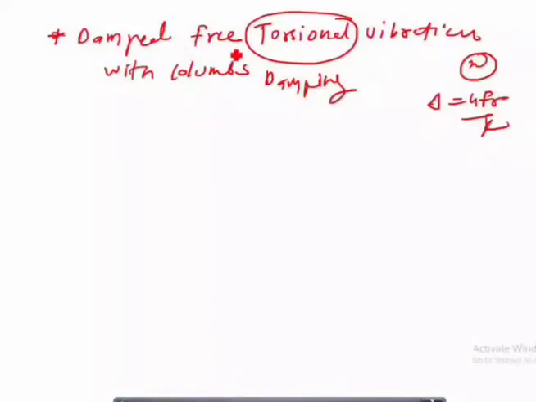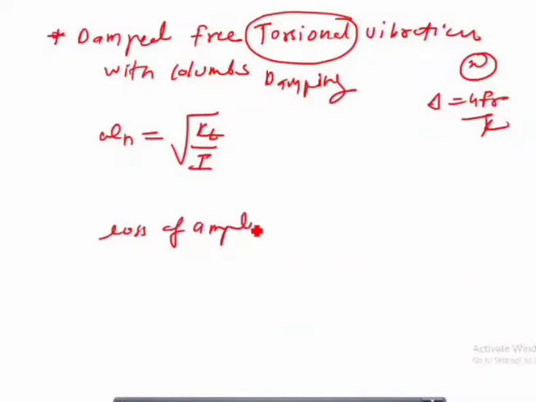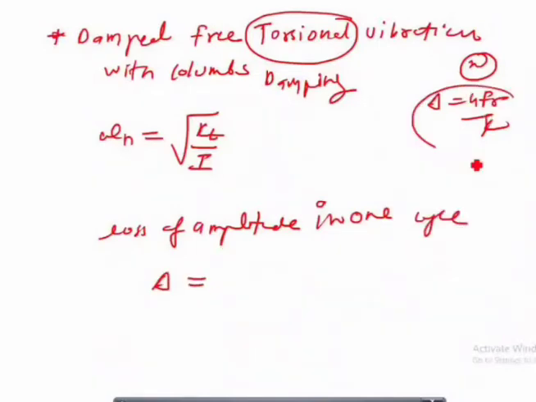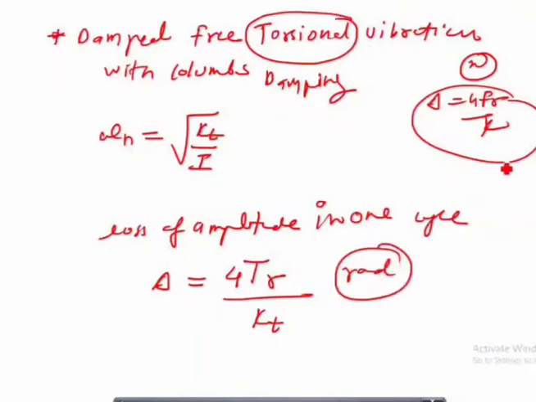But for the case of damp free torsional vibration, this formula will change. First of all, omega n, instead of k upon m, will become kt upon I. And the loss of amplitude in one cycle, try to remember this, del, which was fr upon k, will have torque instead of force, so tr, the frictional torque. So del is tr upon kt, and the unit will be radian. Is it clear? Have you understood this?